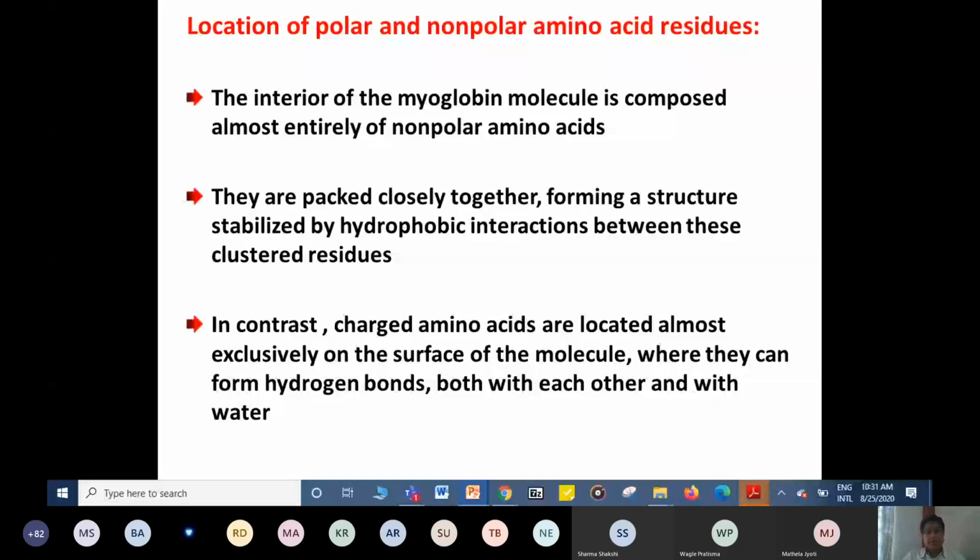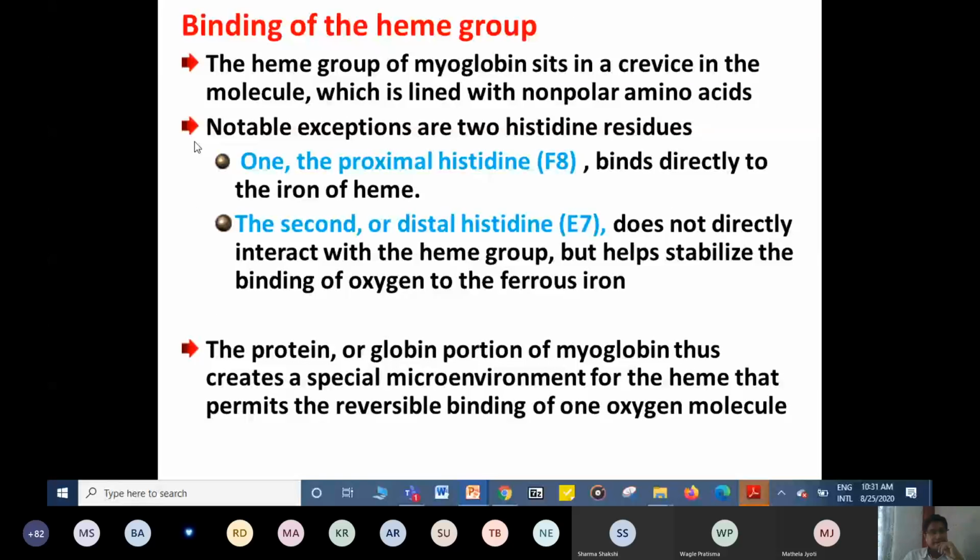Okay, now binding of the heme group, we have already seen in the picture also. The heme group of myoglobin sits in a cleft in the molecule which is lined with non-polar amino acids. We have already shown. But all the amino acids cannot be non-polar, in the E and F alpha helices also. Notable exceptions are the histidine residues. One proximal histidine binds directly to the iron in heme. The second, the distal histidine, does not directly interact with the heme group but helps stabilize the binding of oxygen to the ferrous iron.